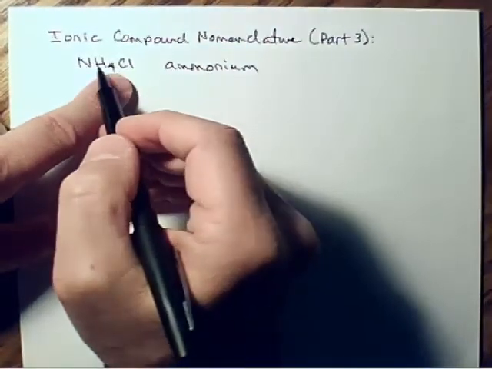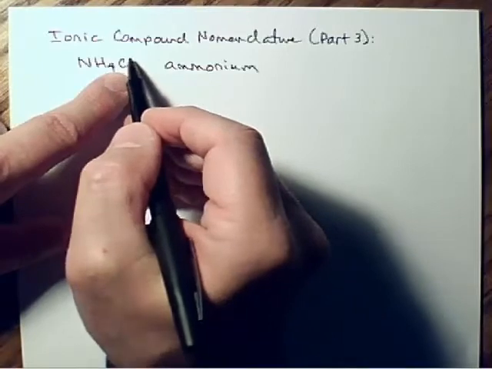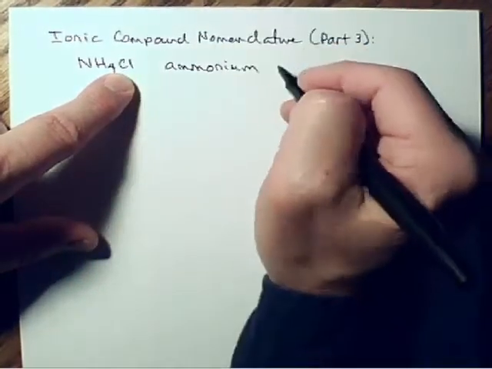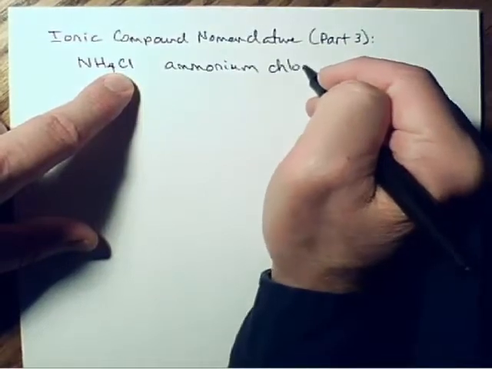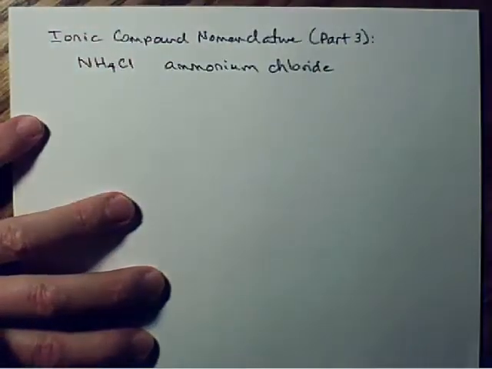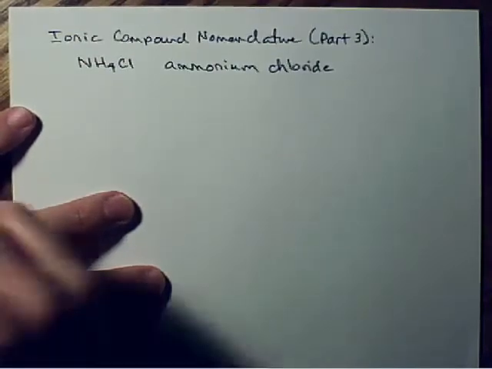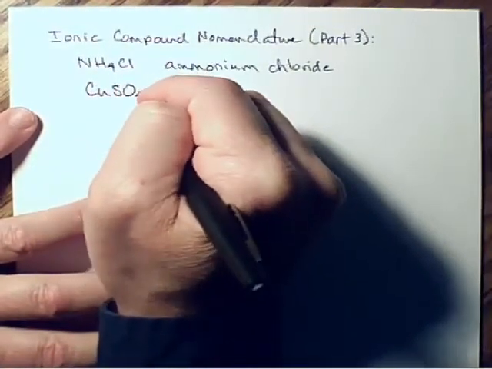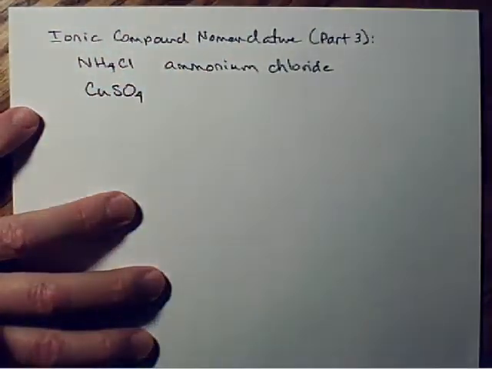And then this ammonium has a 1+ charge. That means this chlorine is chloride. It's a negative monoatomic ion, so that's chloride. Okay? It's as simple as that. Okay? Let's try this one.